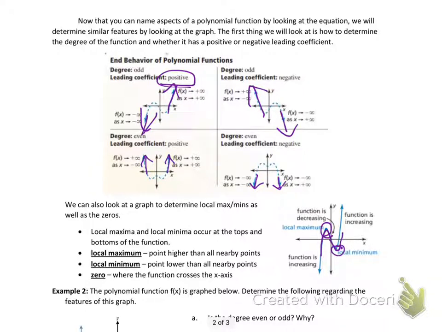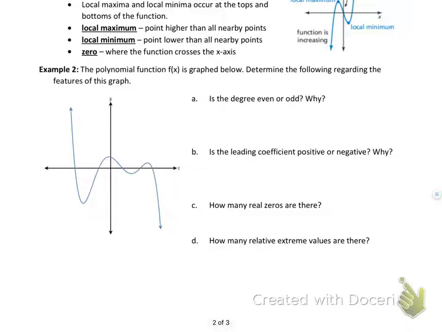All right, so let's go ahead and look at a graph. So, first, we need to determine if the degree is even or odd, and that's actually really easy to do. If it's even, both ends are going in the same direction. So if we look, this end is going up to the left, and this one's going down to the right, which means it's not even, it's odd. So it's odd. And it's because the ends go in opposite directions.